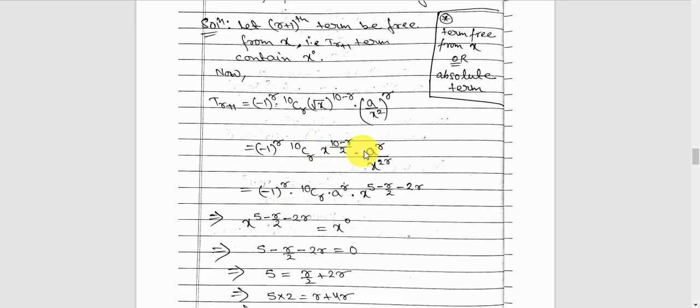Then we simplify it, so we get minus 1 to the power r, 10Cr, x to the power, this square root is there, so I can write x to the power half, into 10 minus r, that means x to the power (10 minus r) upon 2, into, here I get a to the power r upon x to the power 2r. Here a means constant, so in the next step, minus 1 to the power r into 10Cr into a to the power r into x, we write it together, so we get x to the power 5 minus r by 2 minus 2r.